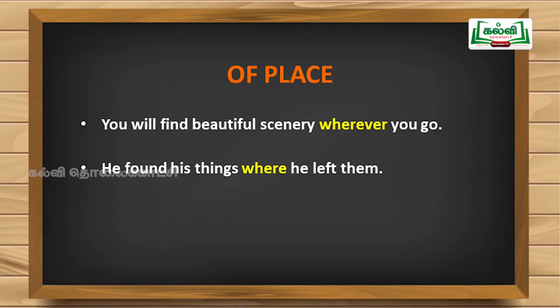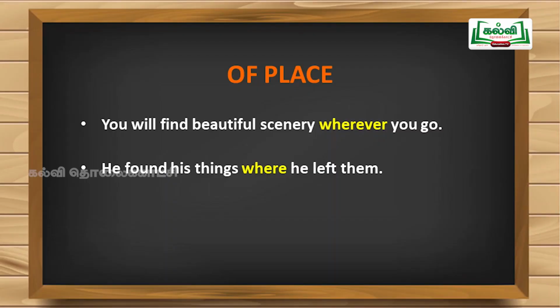Next we will go to subordinate clauses of place. So these we use only when we find some place like that. So you will find beautiful scenery wherever you go. For example, in Ooty or in Kodaikanal, wherever you go, you will find beautiful flowers and flowery shrubs everywhere. So whenever we use places as such, we use wherever, எங்கே பார்த்தாலும், எங்கெல்லாம். So that's the meaning. Next, where, எங்கே. He found his things where he left them. அவன் things எங்கே வச்சிருந்தானோ அந்த இடத்துல அதை வந்து அவன் வந்து கண்டுபிடிச்சான்.